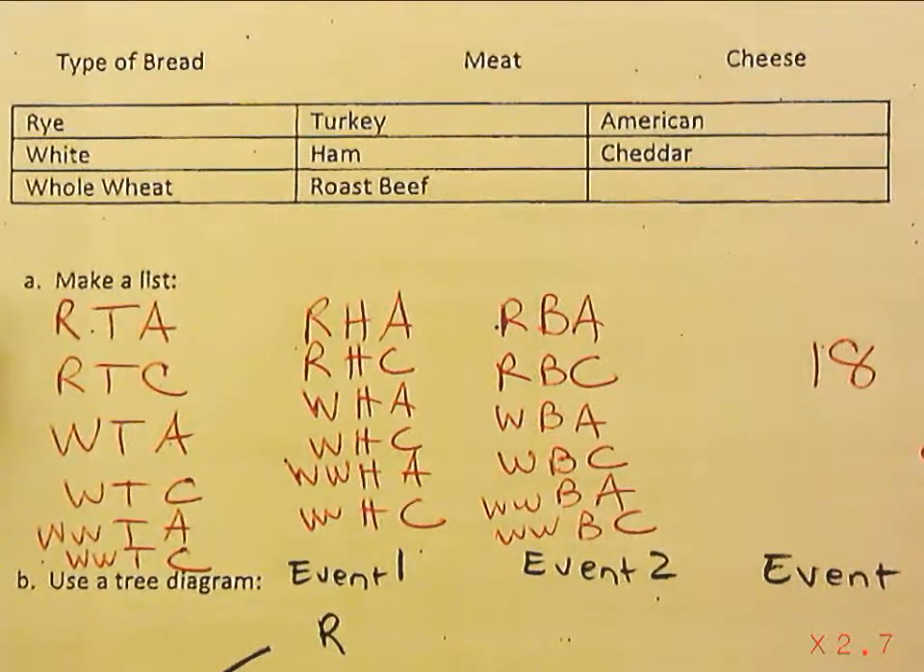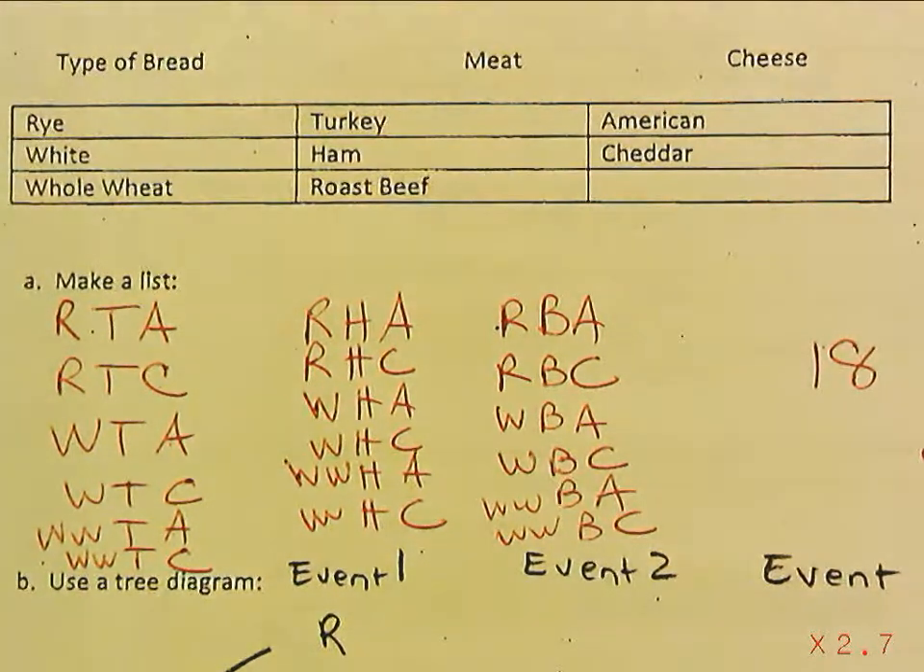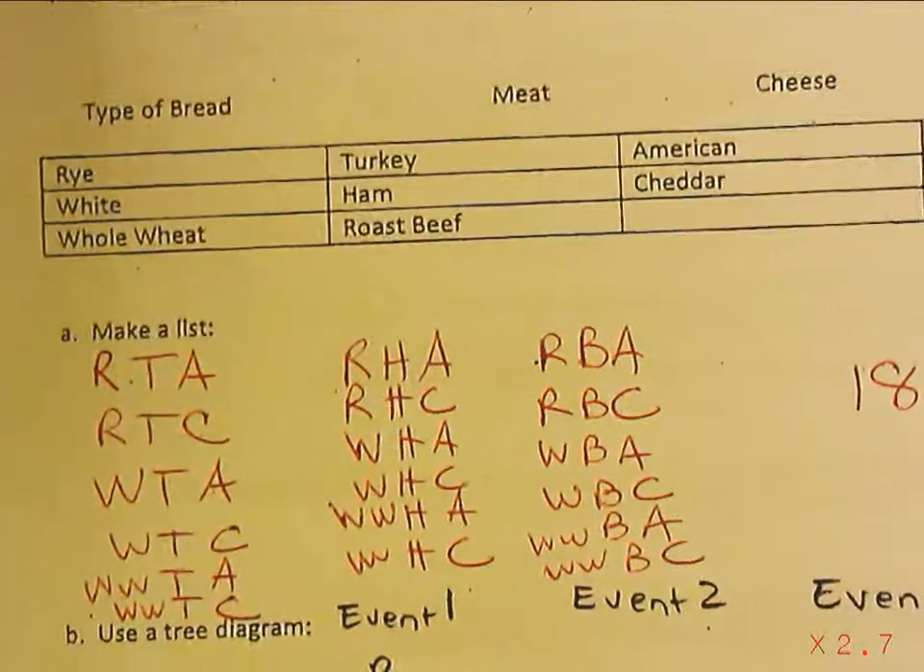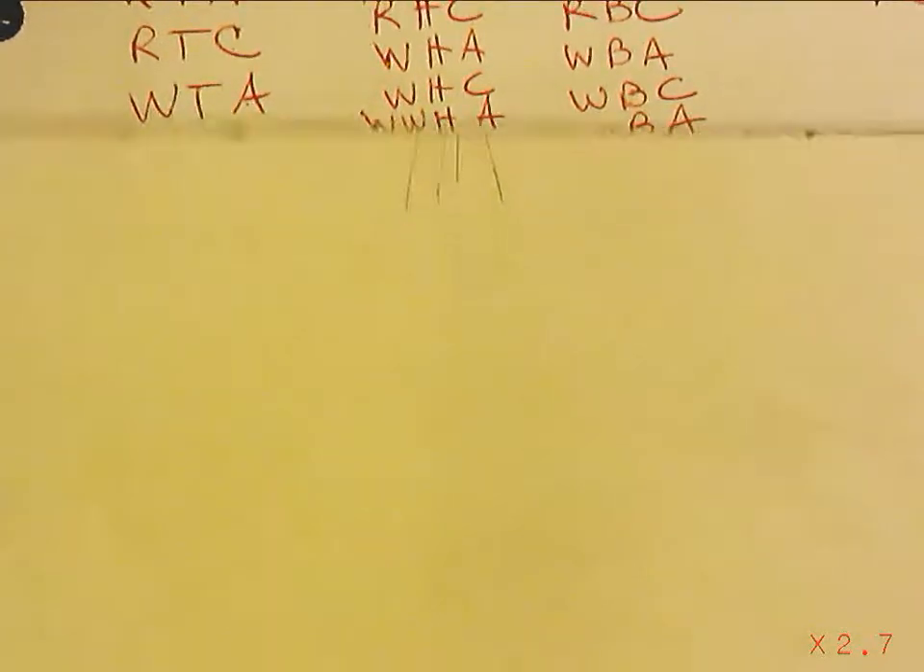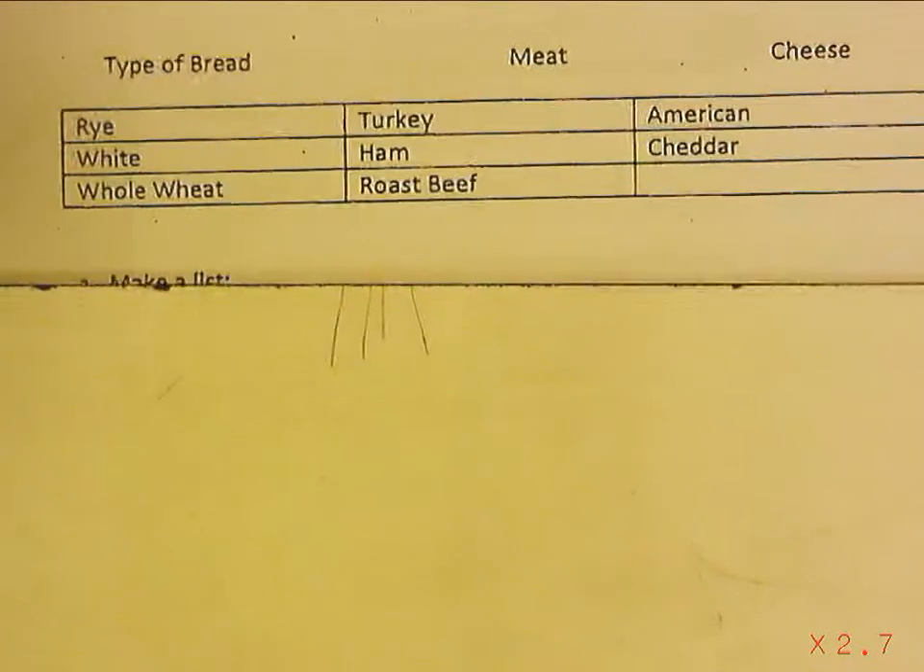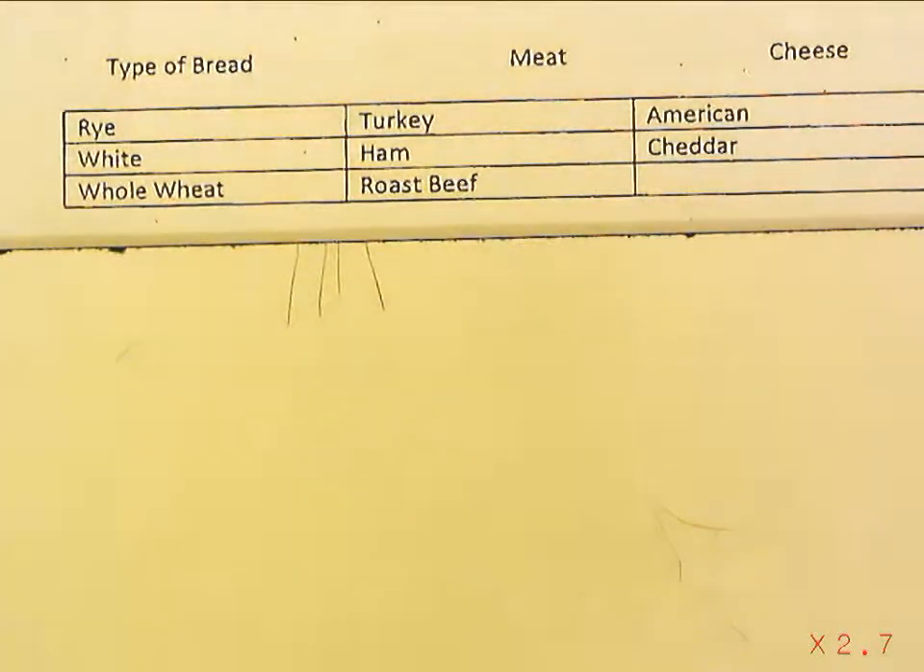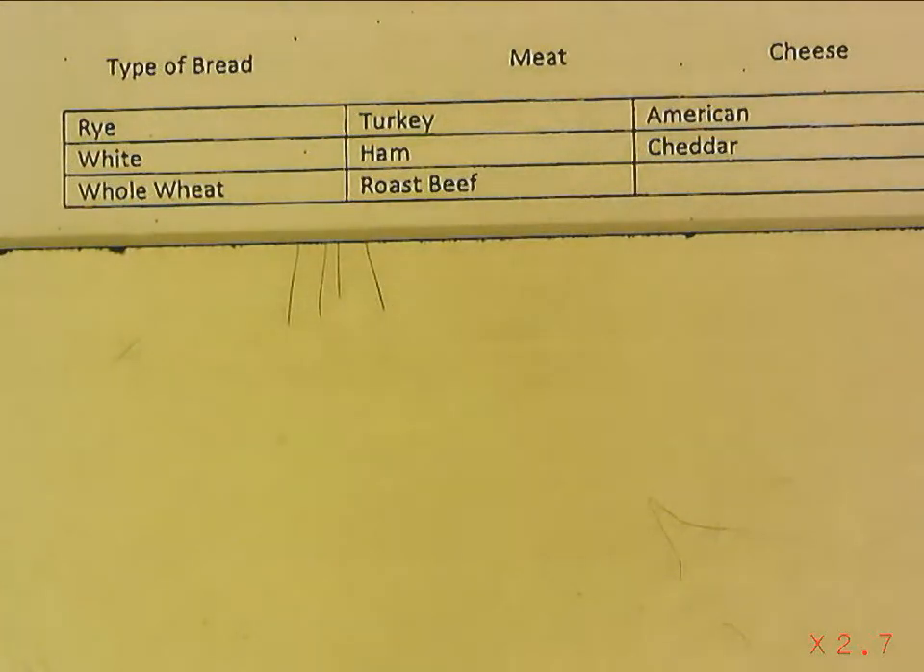So one way to get the total number of possible outcomes is to just list them, as I did. Now, another way we could do it is we could use a tree diagram. Now, want to get the list?